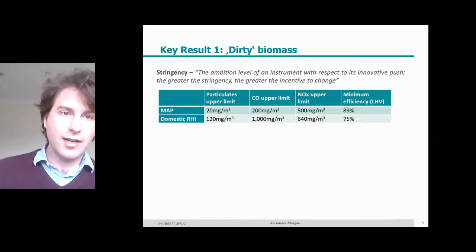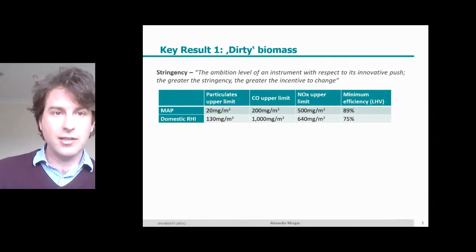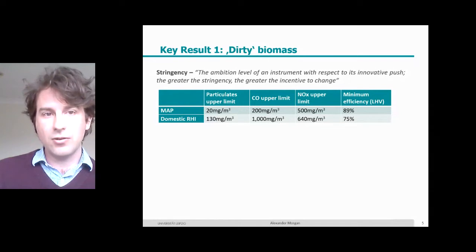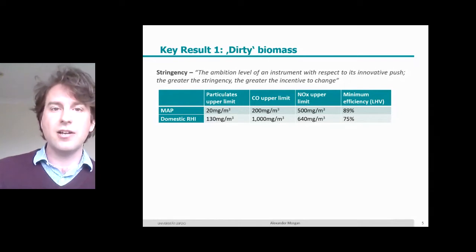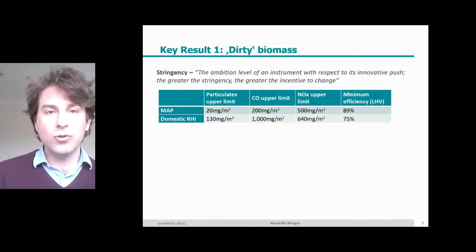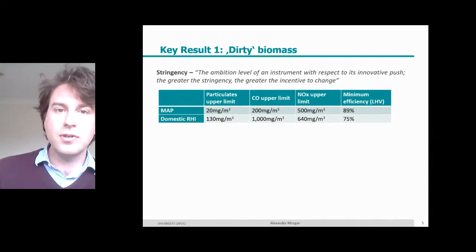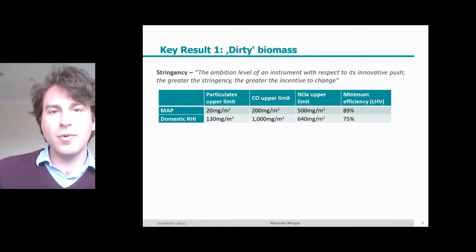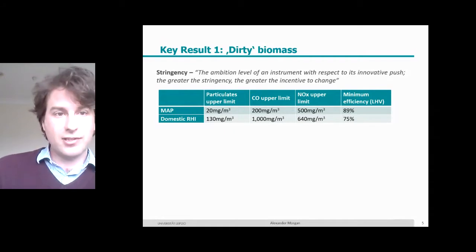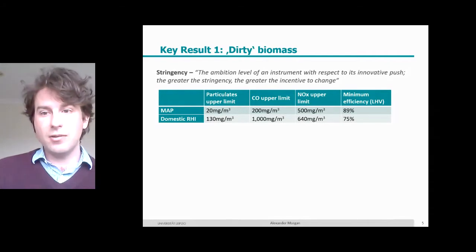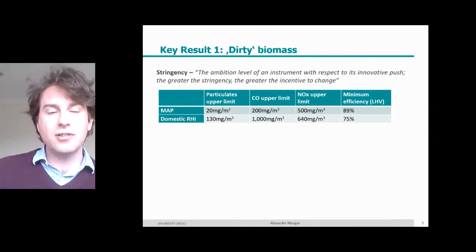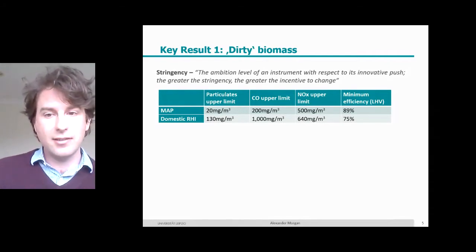If you look at the particulate emission limits, all the emission limits across particulates, carbon monoxide, nitrous oxides, they are more stringent than that of the domestic RHI. And in addition, the biomass boilers to be eligible must have a much higher minimum efficiency. So this higher stringency pushes manufacturers to develop boilers which meet these standards.